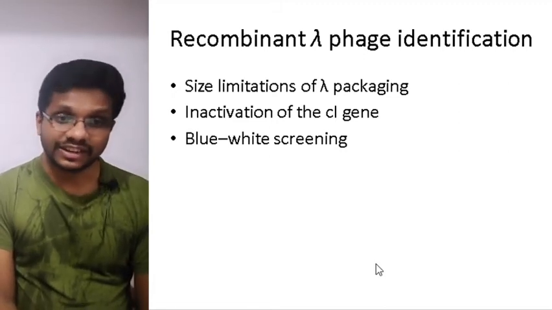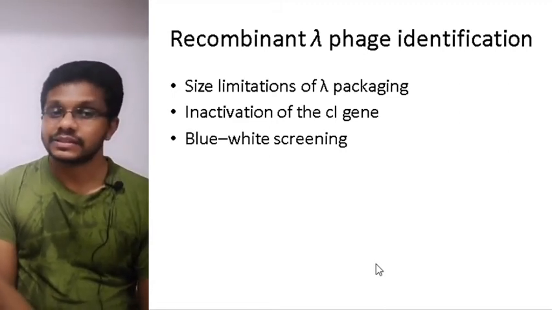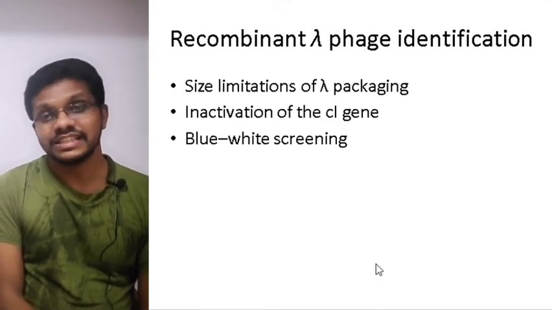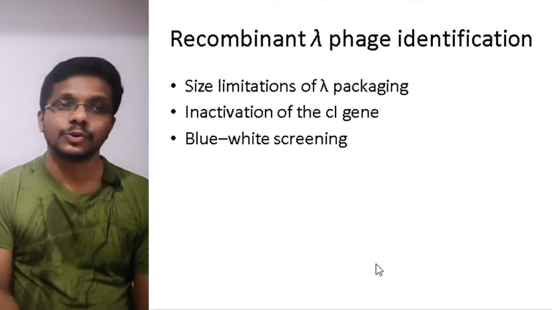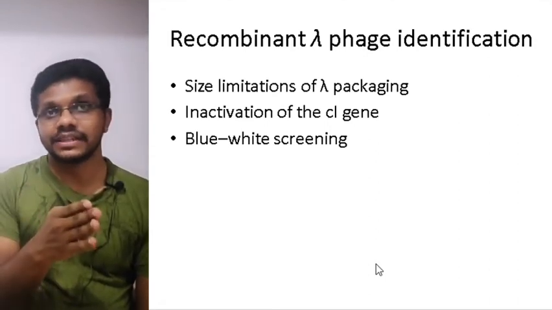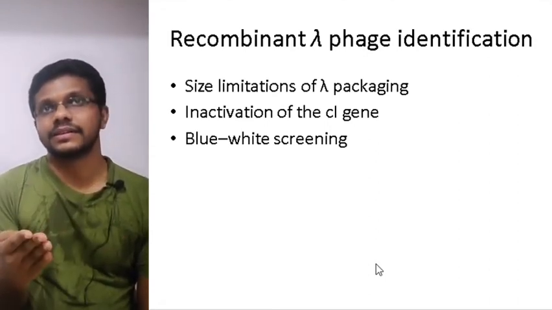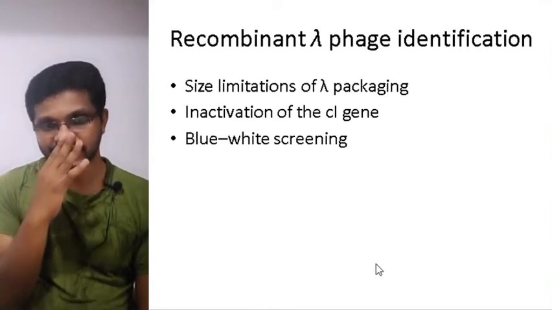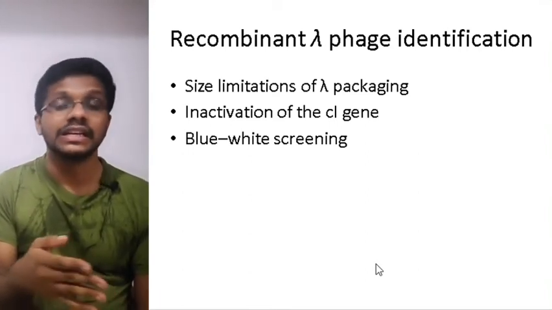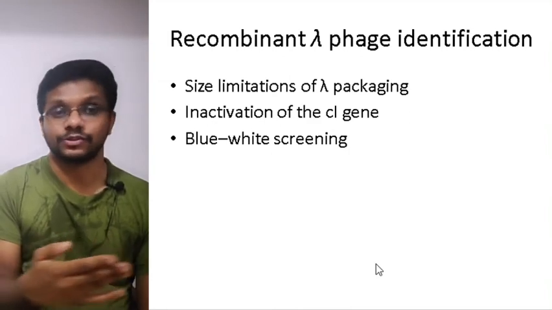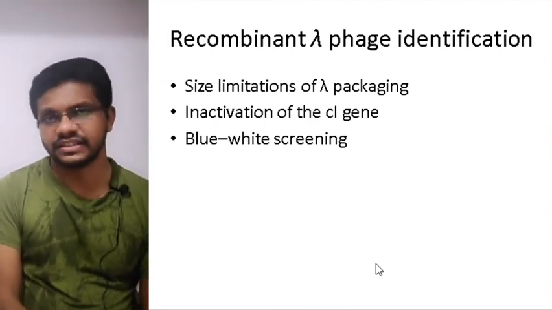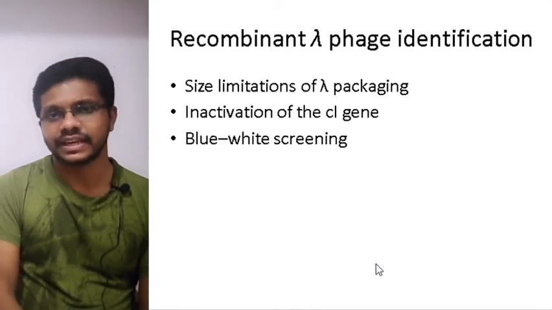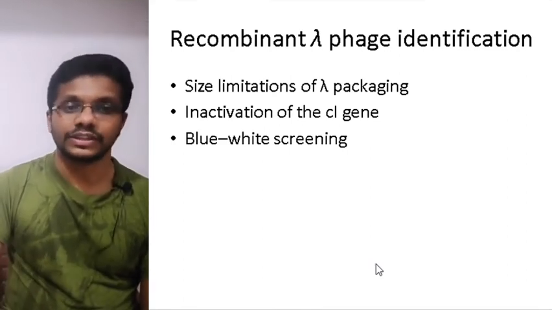So that's one factor. Then, as I said before, inactivation of the CI gene. In some vectors, we are putting the CI gene in the middle. If the CI gene is inactivated, then only the lytic pathway begins. If the CI gene is not inactivated, it will still be in the lysogenic phase. Another factor is that blue-white screening is possible. Just like with pUC18, we can do blue-white screening for the lambda phages.